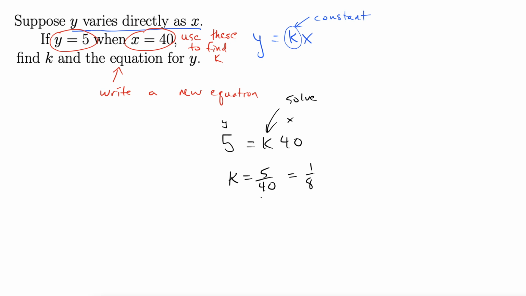Okay, so far so good. And now we write a new equation. So we go back to this. It's still direct variation. So now that we have our k, we have a new equation, which is basically the old equation, but now we have a value for k instead of the letter k. So our new equation is y equals 1/8 x. That's the new equation.